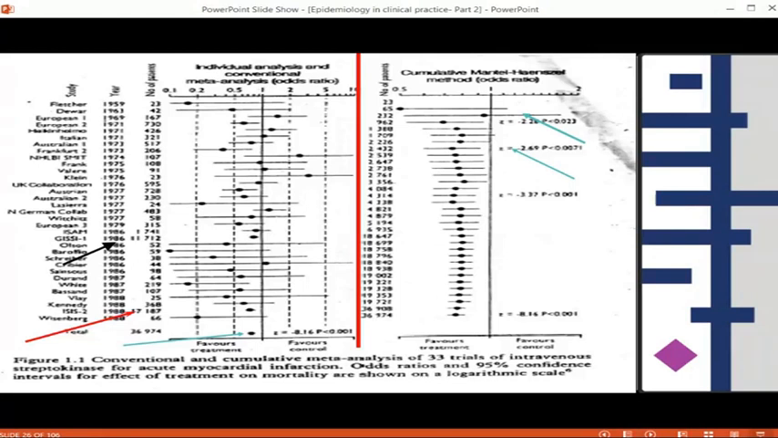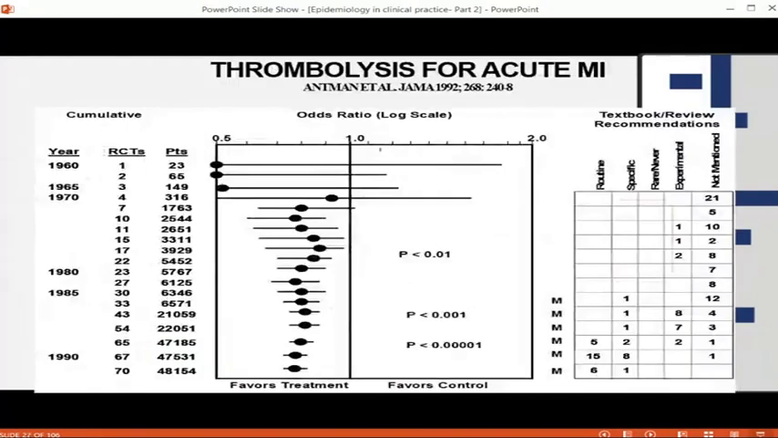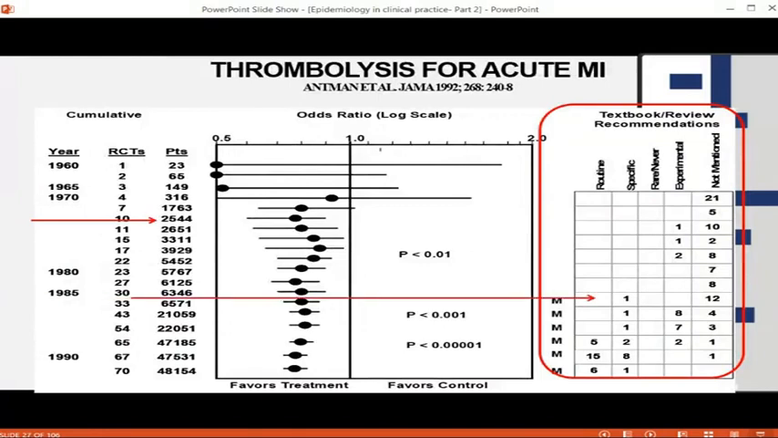What were we doing in the real world? Not very different, because what were the textbooks and the reviews recommending? Not streptokinase, not thrombolysis. Even though the research evidence was clear by 1973 or so, it was only in 1985 that you had the first specific recommendation to use streptokinase in any textbook or review article, right?